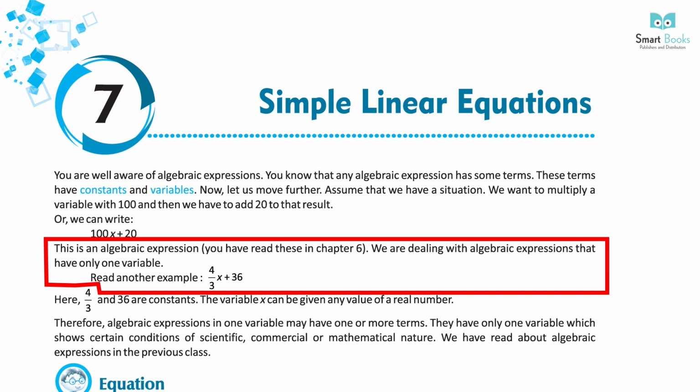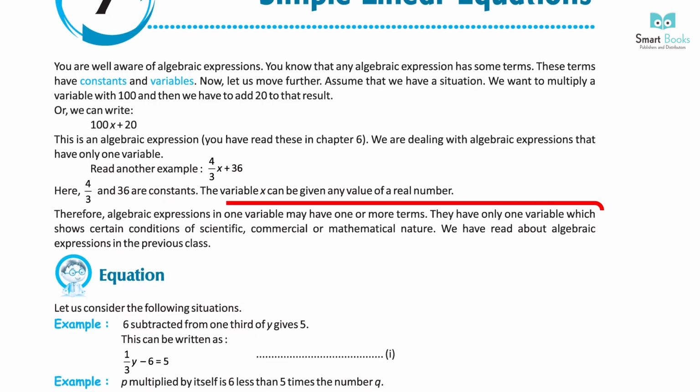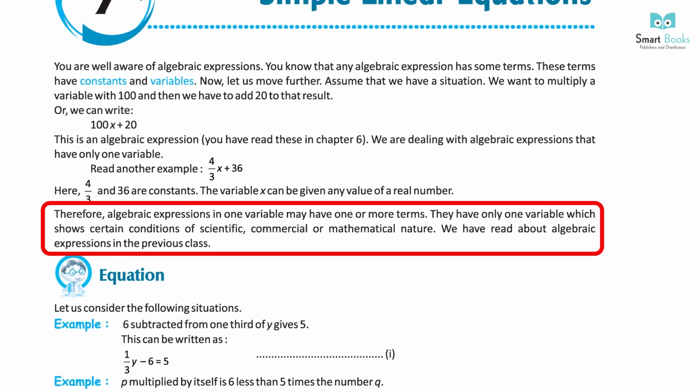Read another example: 4 upon 3 x plus 36. Here 4 upon 3 and 36 are constants, and the variable can be given any value of a real number. Therefore, an algebraic expression in one variable may have one or more terms. They have only one variable, which shows certain conditions of scientific, commercial or mathematical nature. We have read about algebraic expressions in the previous class.